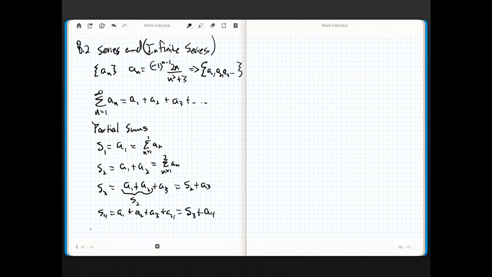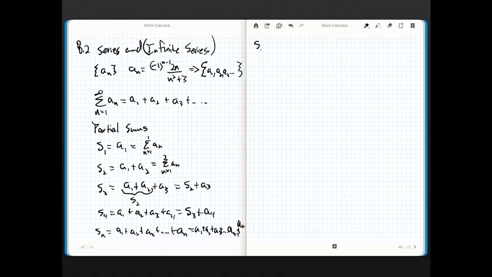Now let's write s sub n a couple of ways. S sub n is a1 plus a2 plus a3 plus dot, dot, dot, plus a sub n. This is a finite sum. I could also write this another way. The term immediately before a sub n is a sub n minus 1. So a1 plus a2 plus a3 plus dot, dot, dot, a sub n minus 1, plus a sub n. So s sub n can also be written as s sub n minus 1 plus a sub n.